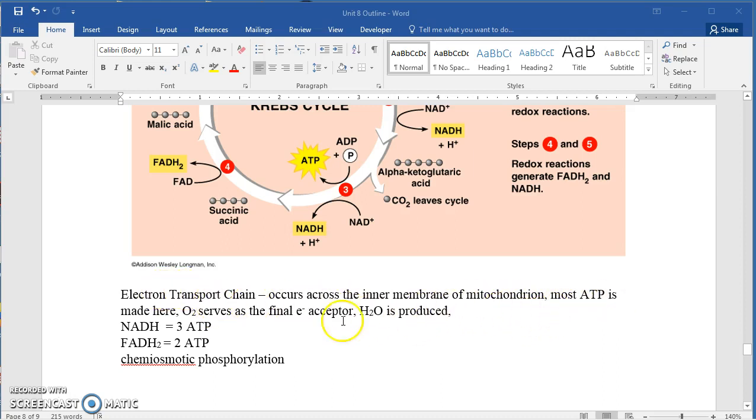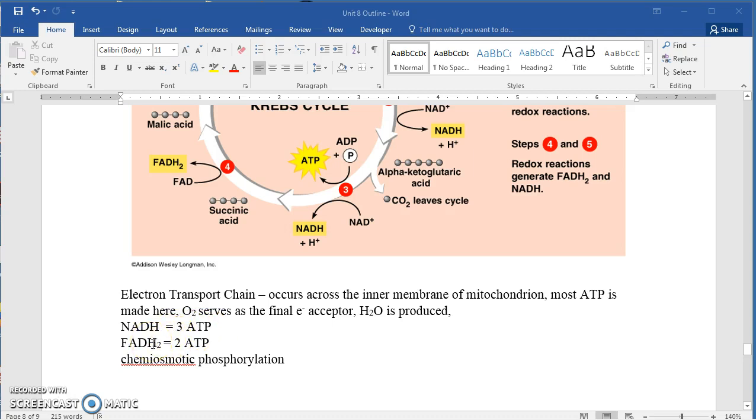This is where most of the ATP is produced. Oxygen will serve as the final electron acceptor, and water is produced as a result. For every NADH that enters this electron transport chain, when it's oxidized fully, there's enough energy that will be able to be used to produce 3 ATPs.